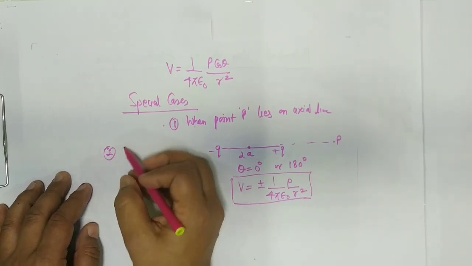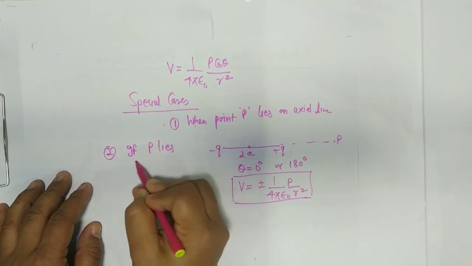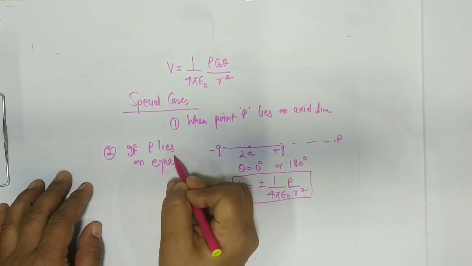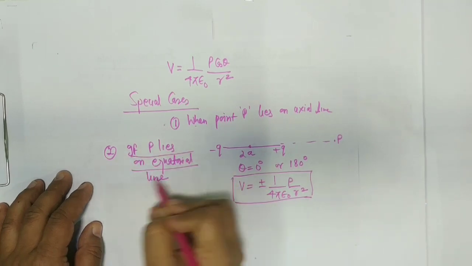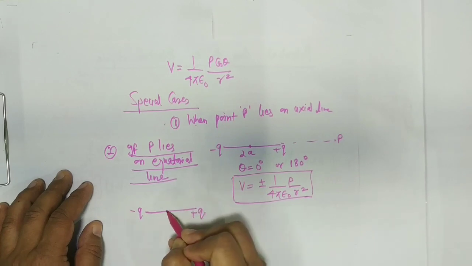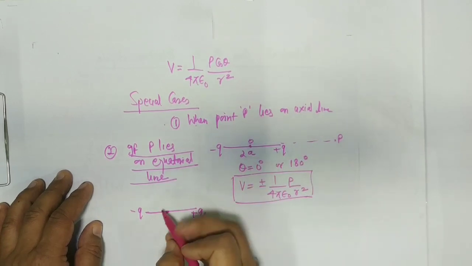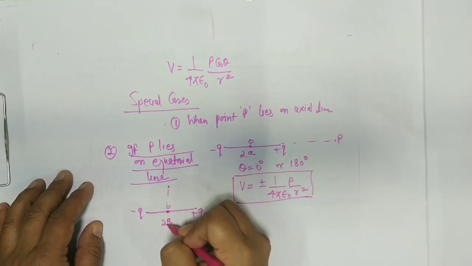And second is, if P lies on the equatorial line. Now P lies on the equatorial line is very simple. If it lies on the equatorial, you know that this is minus q, this is plus q, this is the center of the dipole, and this is 2a length, and it lies here, say this point or this point.